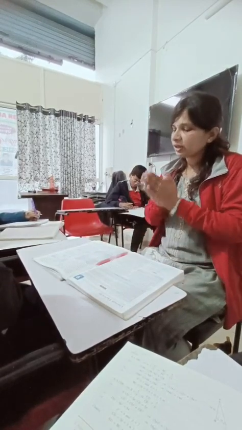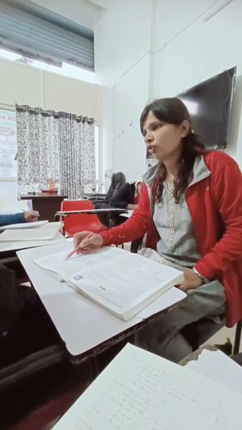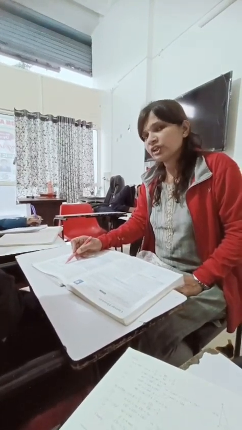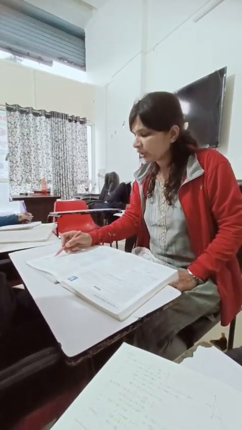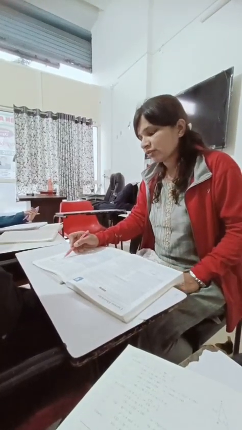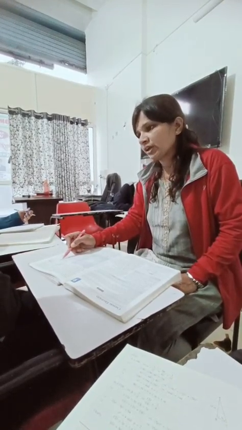So what is current? Current is the rate of flow of charge across a cross section normal to the direction of flow of charge. Charge is denoted by Q, and time by t. So current is equal to charge upon time, that is, I = Q/t.